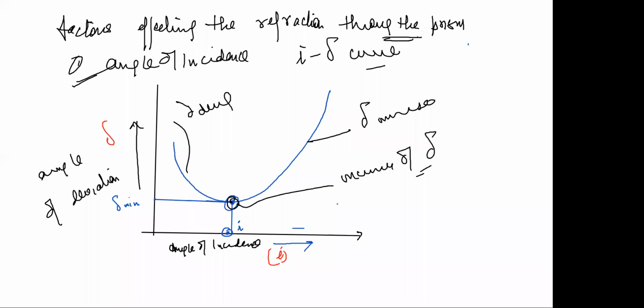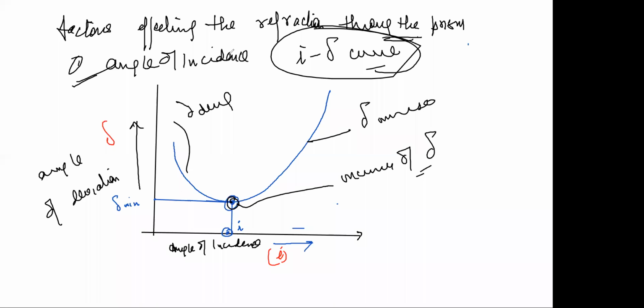So this graph is called the I delta curve. The I delta curve is basically an indicator, or it represents the relationship between the angle of incidence and the angle of deviation delta. That is what we call the I delta curve. You understand that?